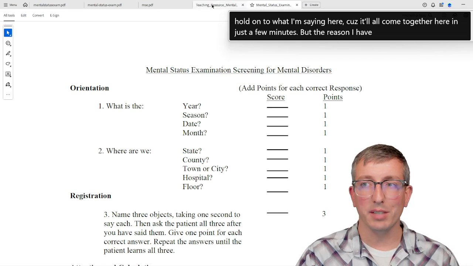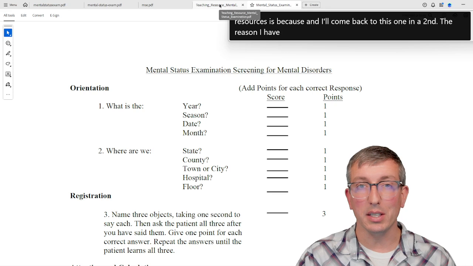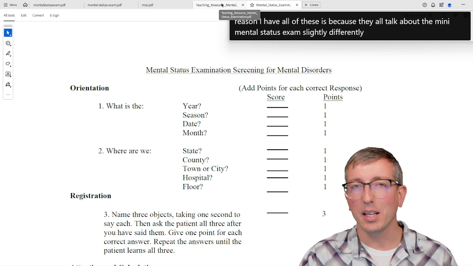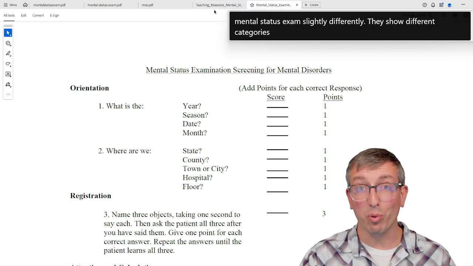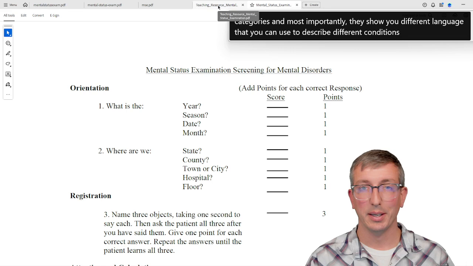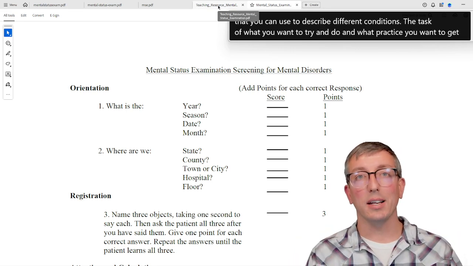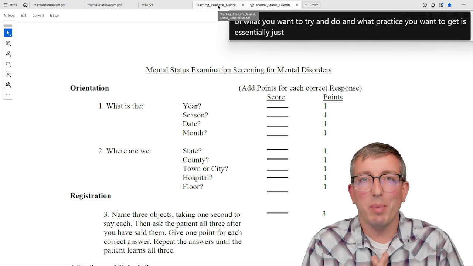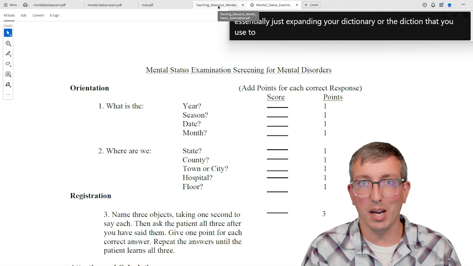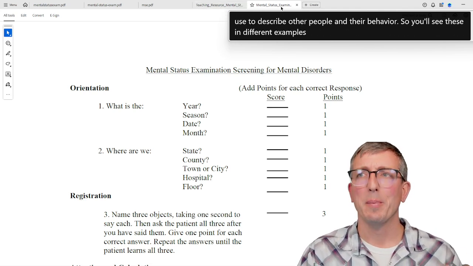The reason I have all these different resources is because they all talk about the mini mental status exam slightly differently. They show different categories, and most importantly, they show you different language that you can use to describe different conditions. The task, and the practice you want to get, is essentially just expanding your dictionary, or the diction that you use to describe other people and their behavior. So you'll see these in different examples in just a second.